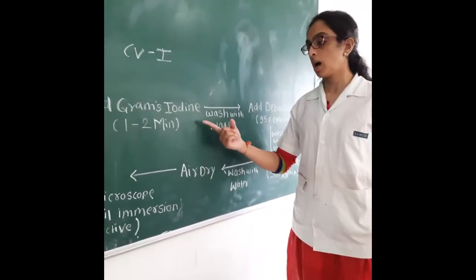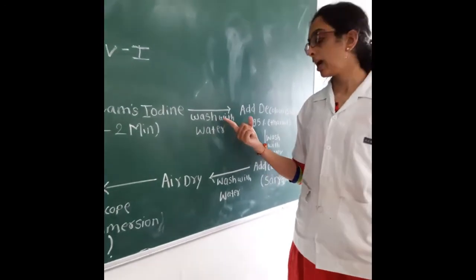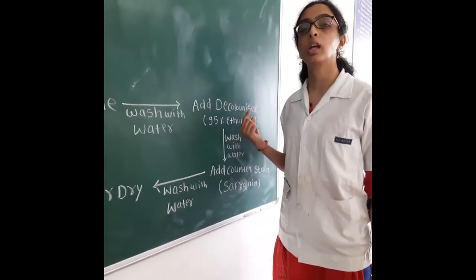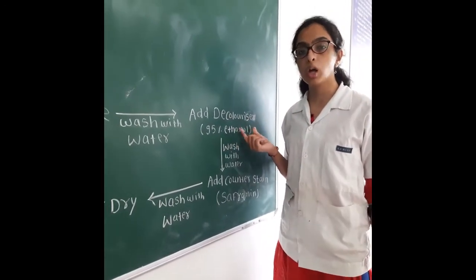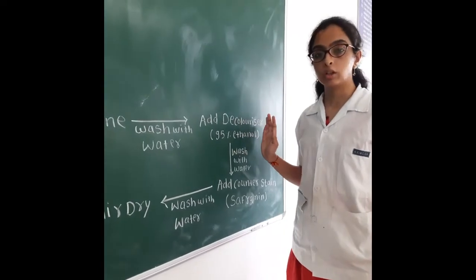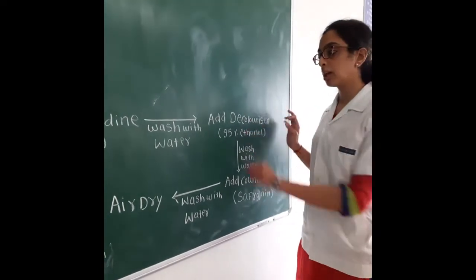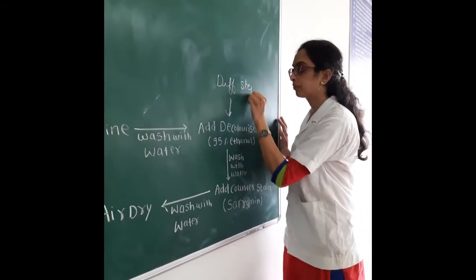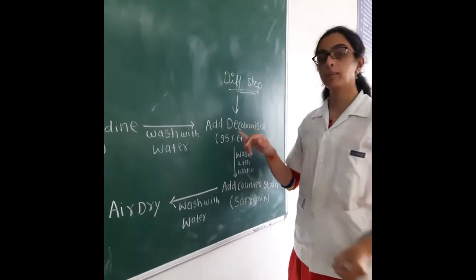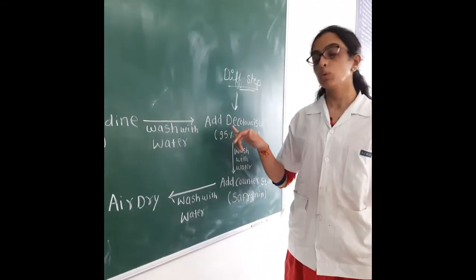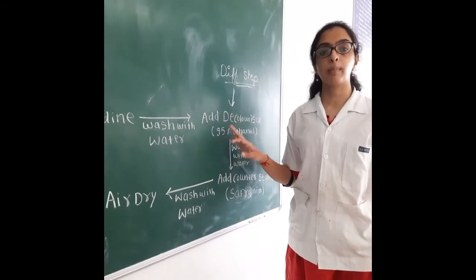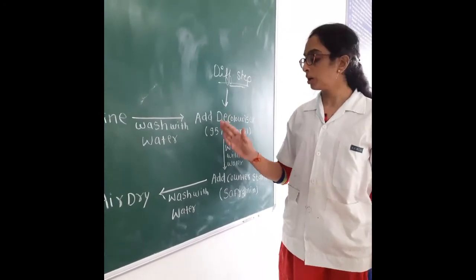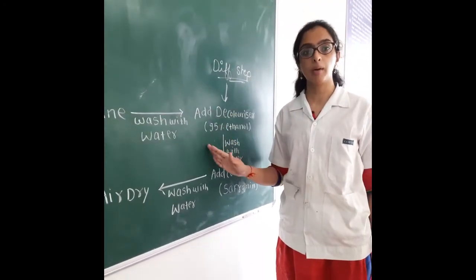After this, again wash it with water and add the decolorizer, that is the 95% ethyl alcohol or ethanol, or you can add acetone alcohol also. Now this step is the most differentiating step, because if this step is performed properly, then you can easily differentiate the given sample of microorganism, whether it is gram positive or gram negative, or it contains both gram positive and gram negative.